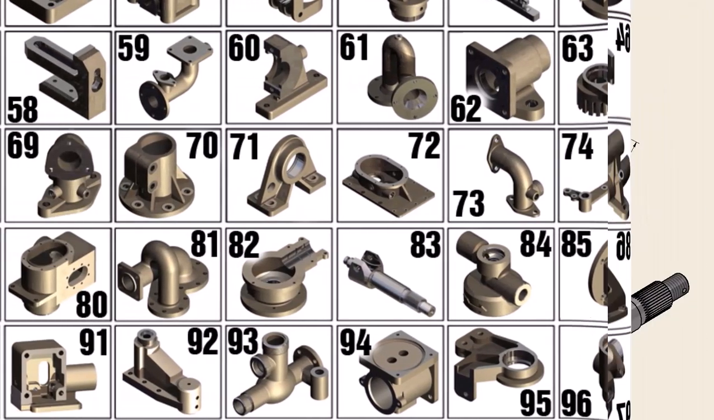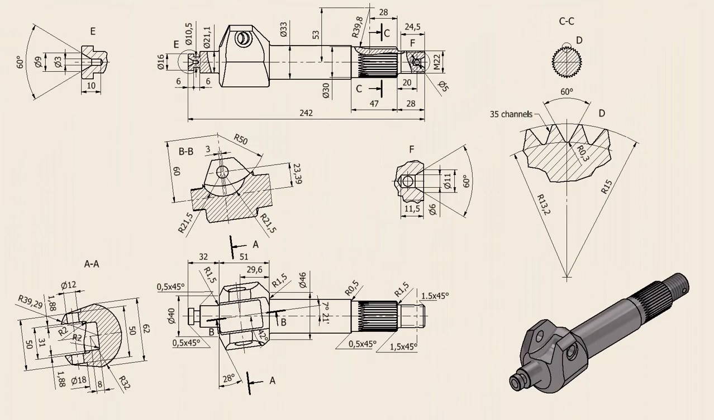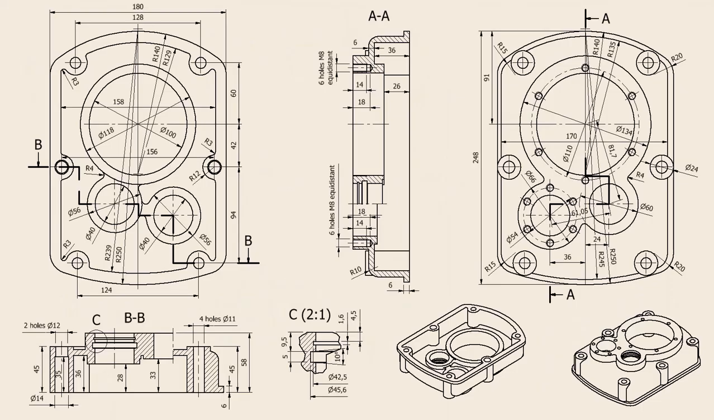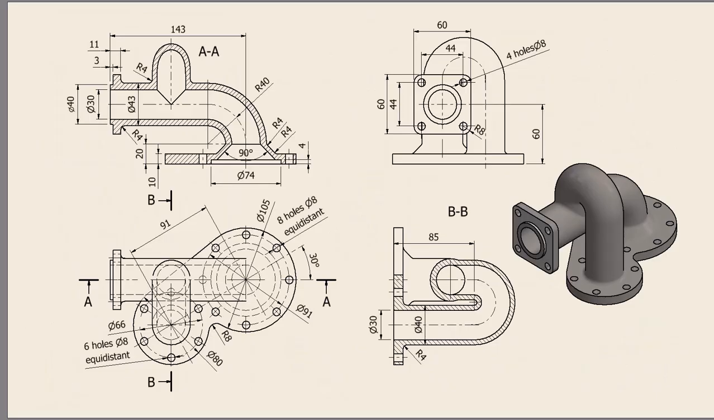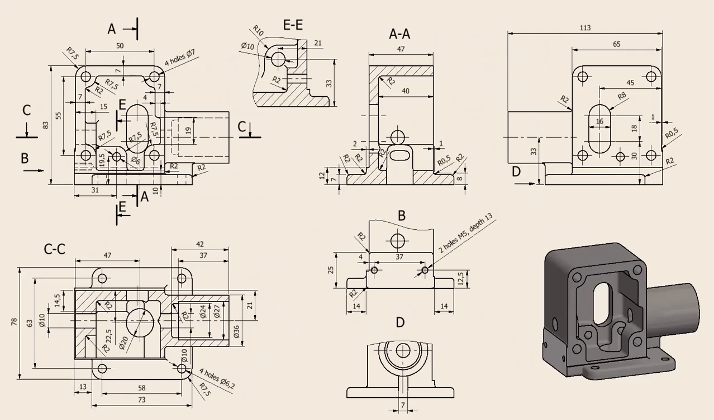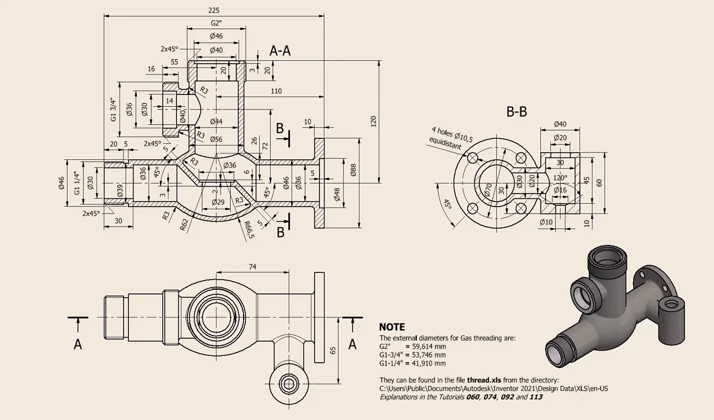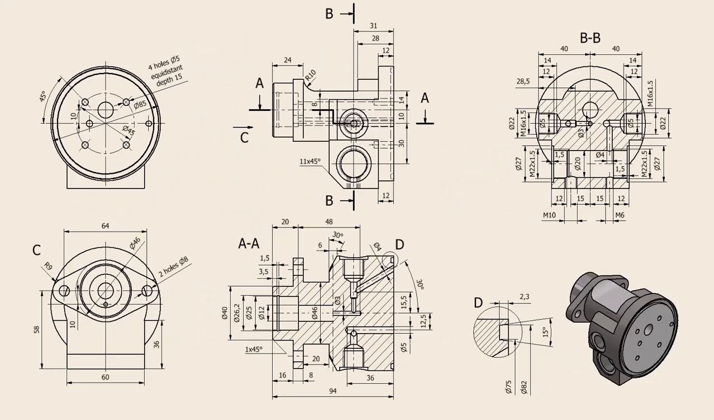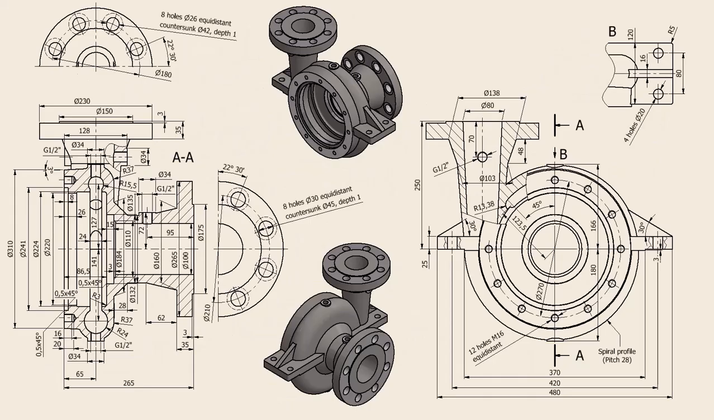Each model is accompanied by the dimension technical drawing as presented here. All 100 parts are taken from the mechanical fields, but after their exhaustion, parts and assemblies from all fields are moved on.